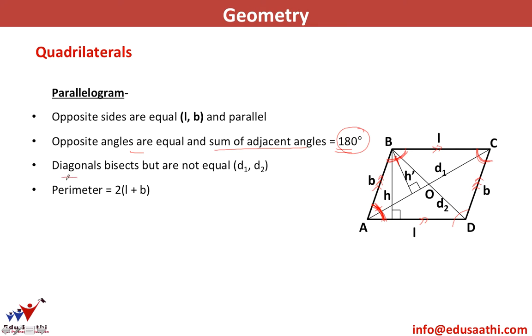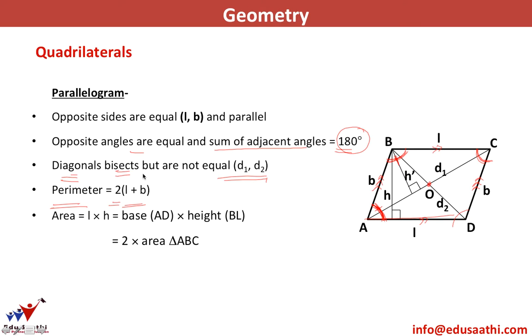Talking about the diagonals, they are not equal in length. The diagonals of parallelogram are not equal. One is a longer diagonal, another one is a shorter diagonal. However, the two diagonals bisect each other at the midpoint. So diagonals bisect each other, but they are not equal in length. The perimeter would be given by twice of L plus B. So it is L plus B plus L plus B. 2 times L plus B is the perimeter of a parallelogram.